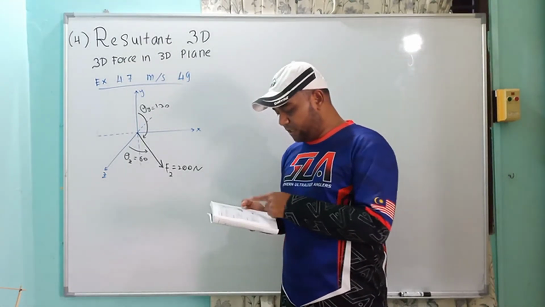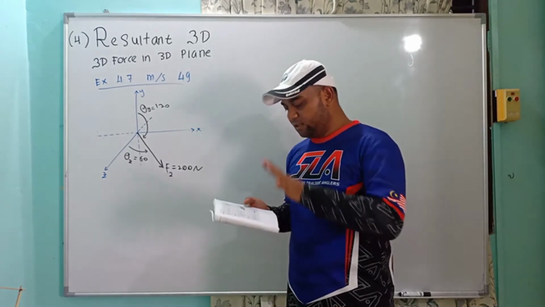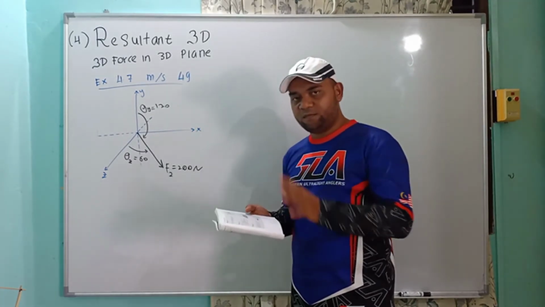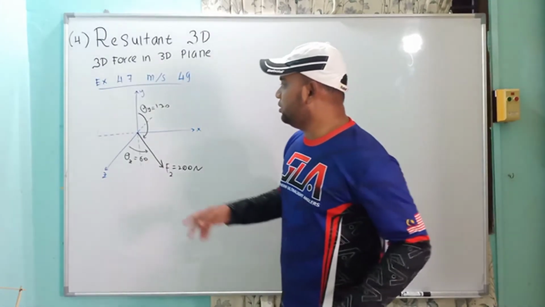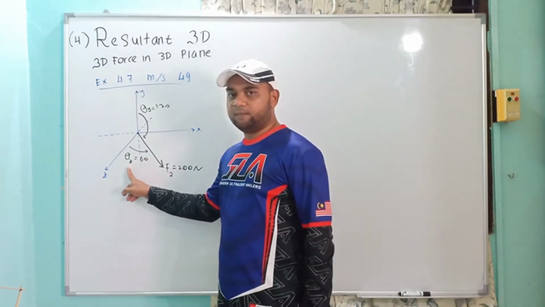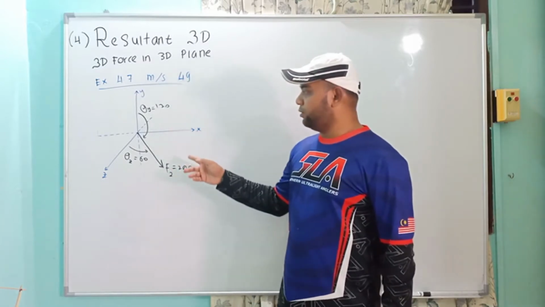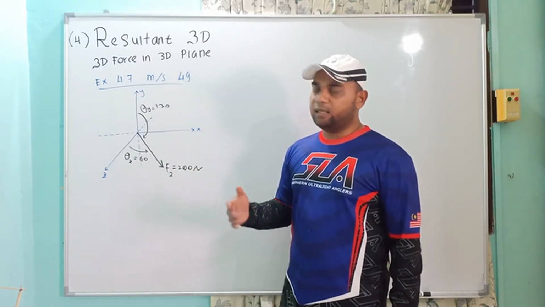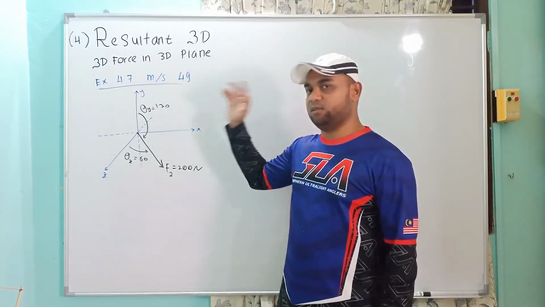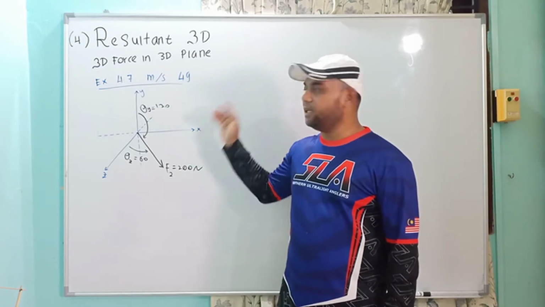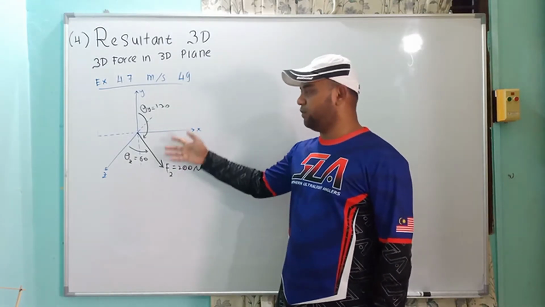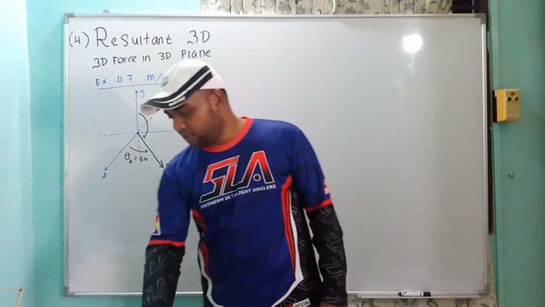Okay, so we see here we have several types of forces. F2 uses the first angle method because you are given theta z and theta y. From here you can calculate theta x, and then using the equation cos theta x, cos theta y and cos theta z, you can solve this and transform it into i, j and k.